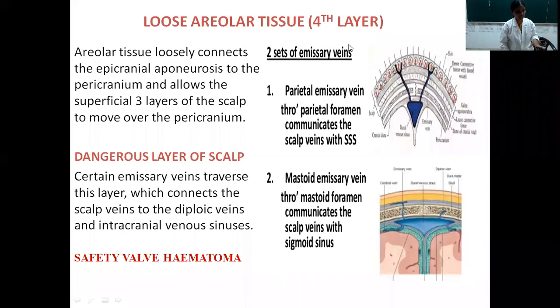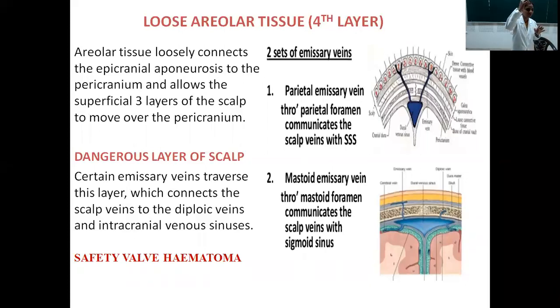Because what is this layer? Loose areolar tissue. This layer is otherwise called the dangerous layer of the scalp. We have to know this, it is a 2 marks question. So what is this dangerous layer of the scalp? Because of its important content: though it is an avascular plane, it contains some important veins. So what are these veins called? Emissary veins. What is an emissary vein? Emissary means it is piercing something. So what is it piercing here?